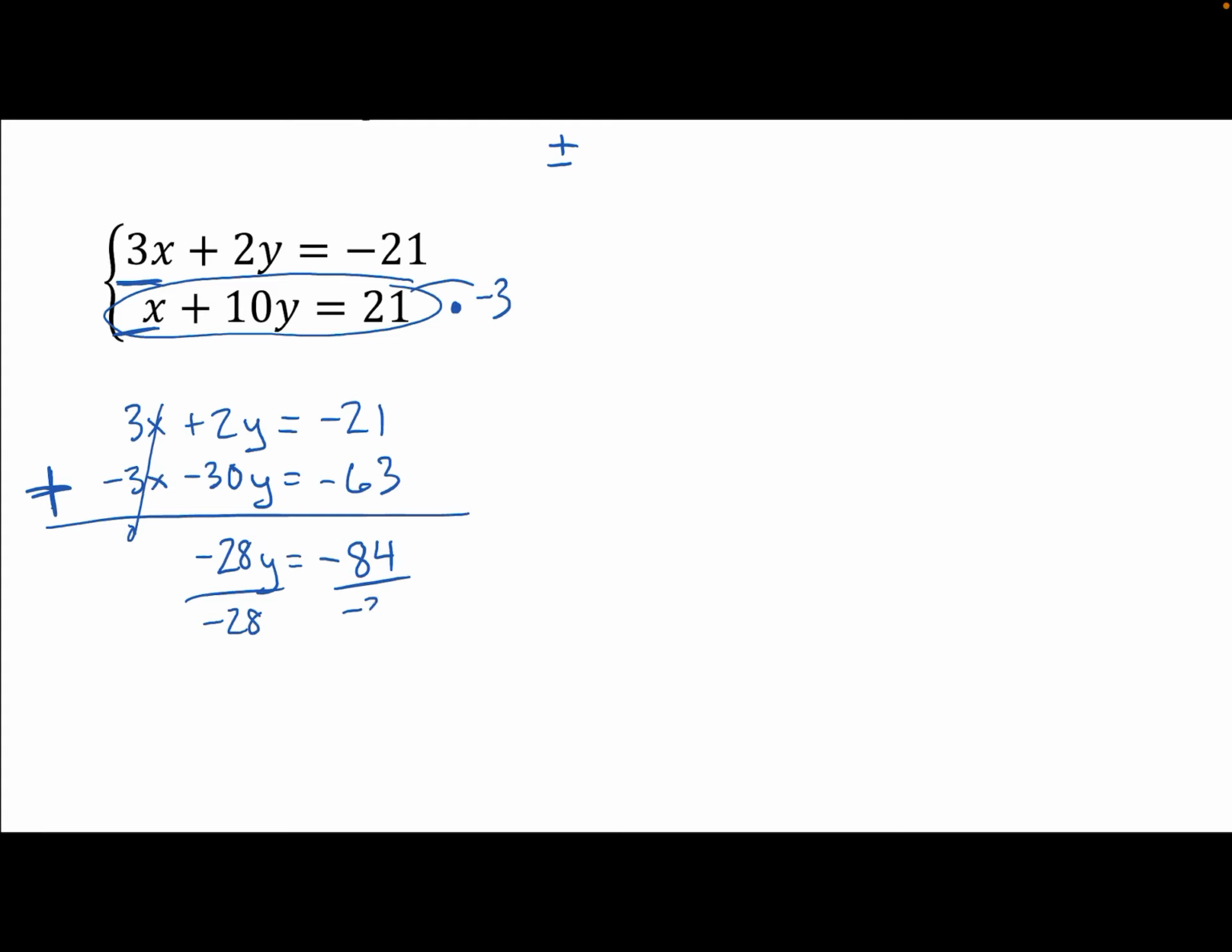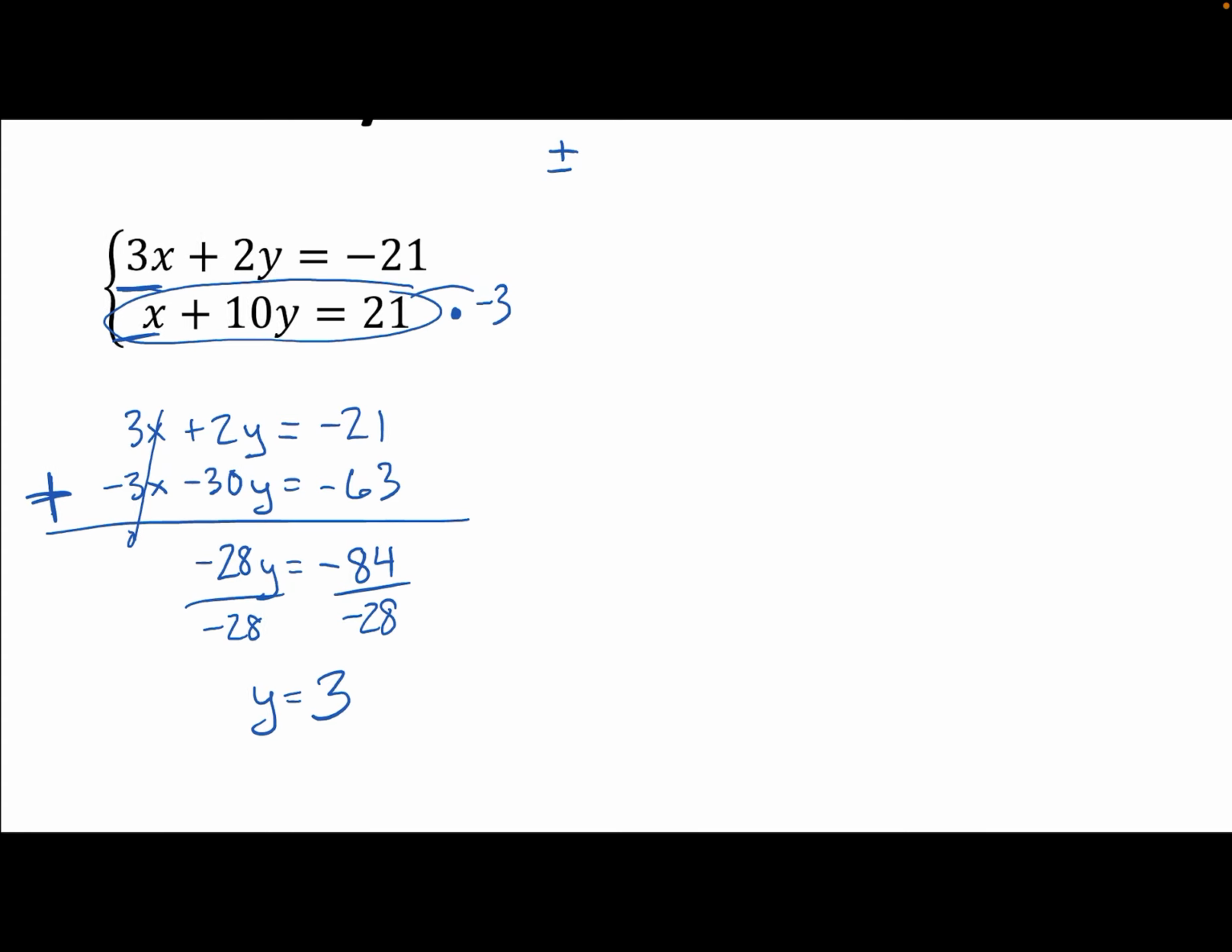Divide by -28, y equals 3. So there's half my answer. So it took a little bit longer to get to the y, but not bad. And then I need my other half, so I take this, let's plug it into this one. That was a long way to get there.